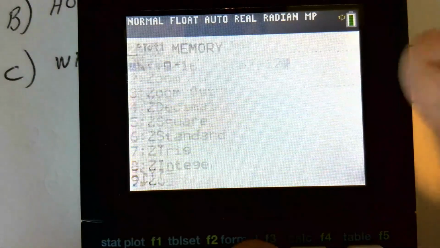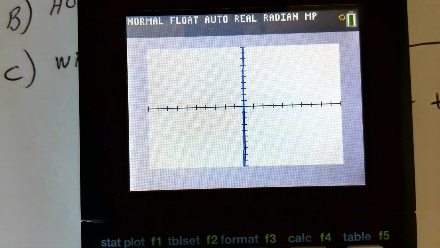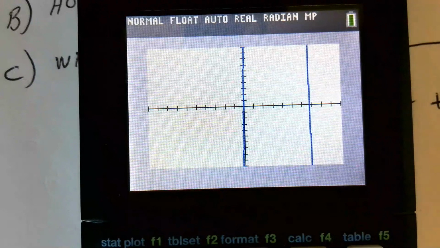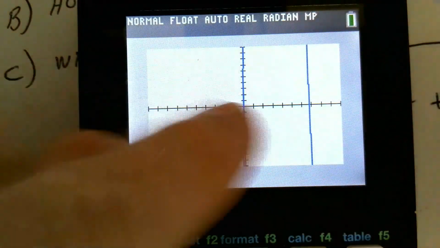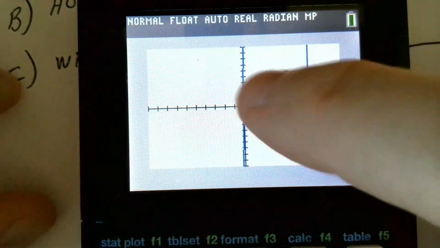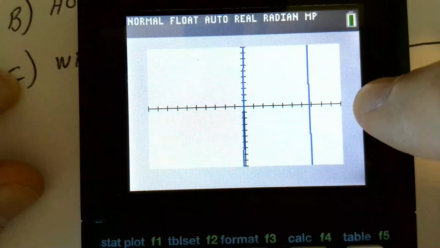Now, if I hit zoom 6 right now, that would be a really dumb looking window, because it doesn't really show, except this is 10 seconds before we threw the ball up. This is 10 seconds after we threw the ball up.